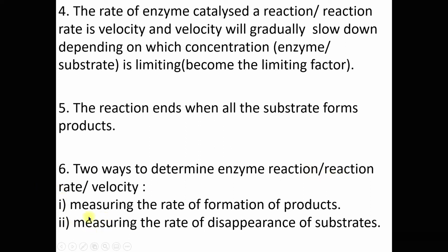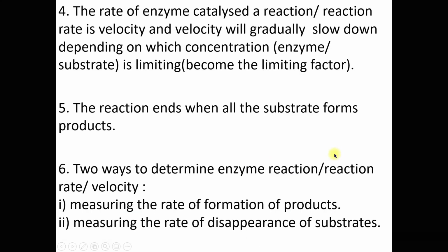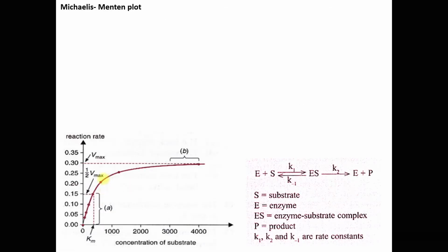Now, two ways to determine enzyme reaction rate or velocity. That is, we measure the rate of formation of products, or we measure the rate of disappearance of substrates. Okay, now from these two methods of measurement that determine the velocity, Michaelis and Menten came up with their Michaelis Menten plot.